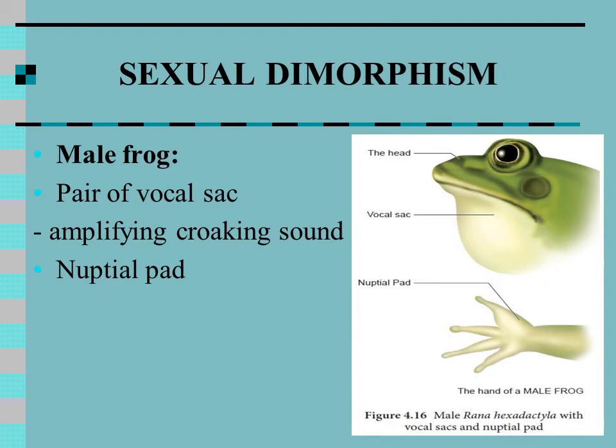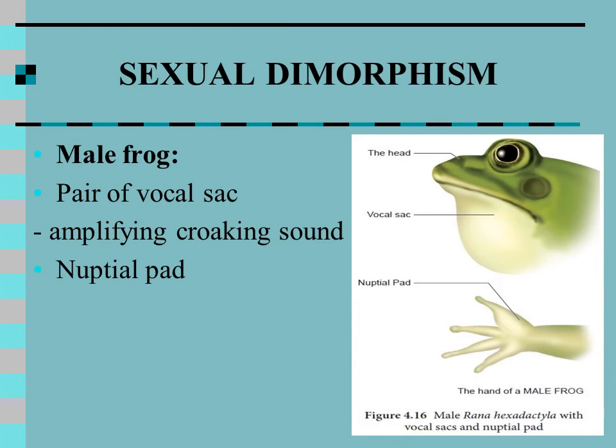And the second one is the nuptial pad. Can you see a swelling or pad present in the forelimb region? That is known as the nuptial pad. So these two are absent in the female. With this we are able to differentiate the male from the female frog.